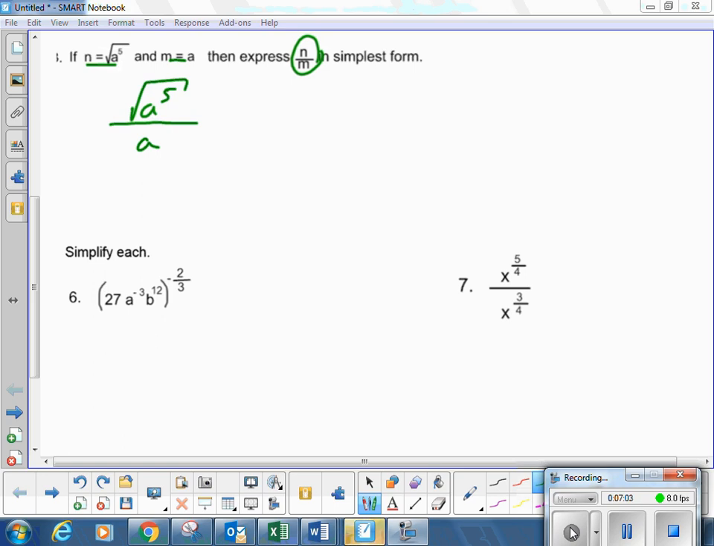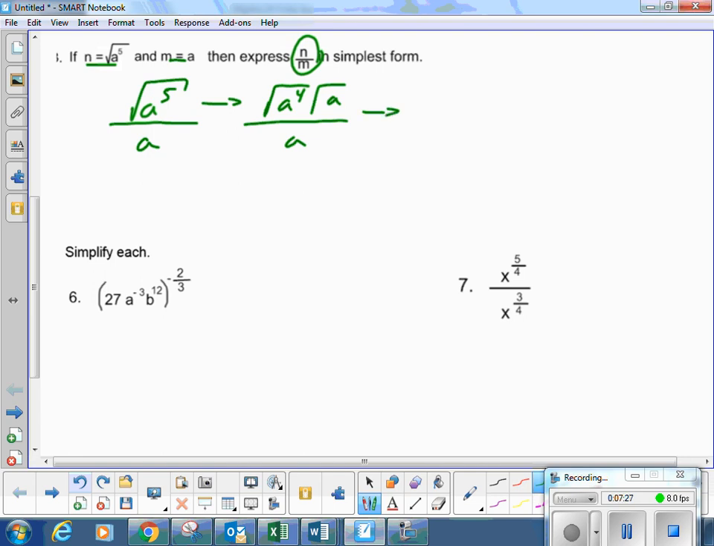All right, now what I'm going to do here is, since the top has a radical and the bottom doesn't, I'm not allowed to just subtract the 5 and the 1. I can't do that. So what I'll try to do is break down this top because I have a radical of a to the fifth. So I'm going to break this into the radical of a to the fourth and the radical of just a to the first. Okay, the bottom is going to remain unchanged. The reason I did that is because now I can take half of this a to the fourth thing and end up with a squared there, a squared, and then this stays the way that it was.